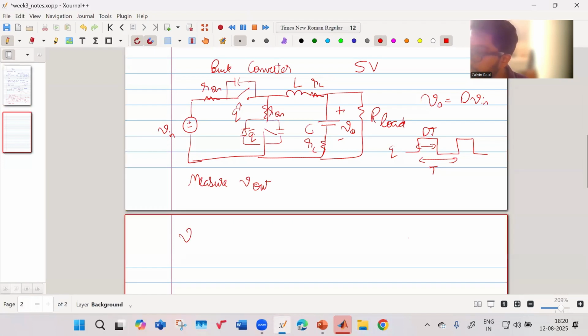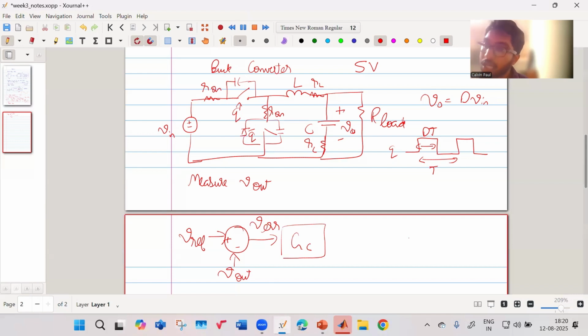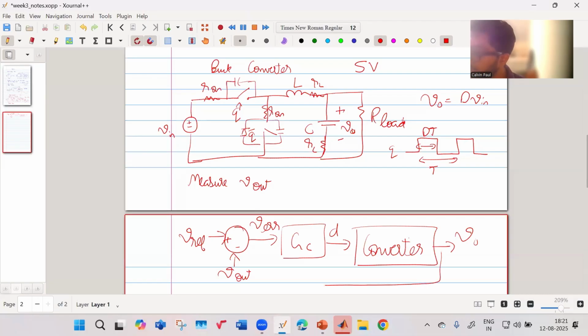You will have a reference value, that is, you want it to be 5 volt. You compare it with your output voltage. What is the output voltage present now? When it is not equal to the reference, there will be some error. You pass this error through a controller, and your controller will generate some duty signal that goes to your converter. Your converter in turn generates the output voltage, which comes over here.